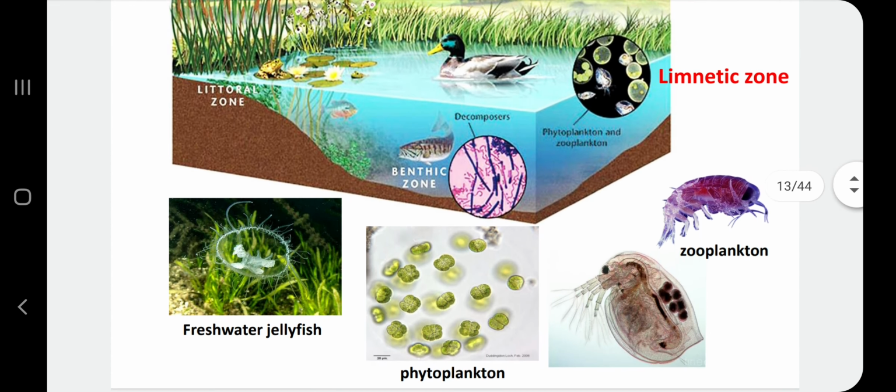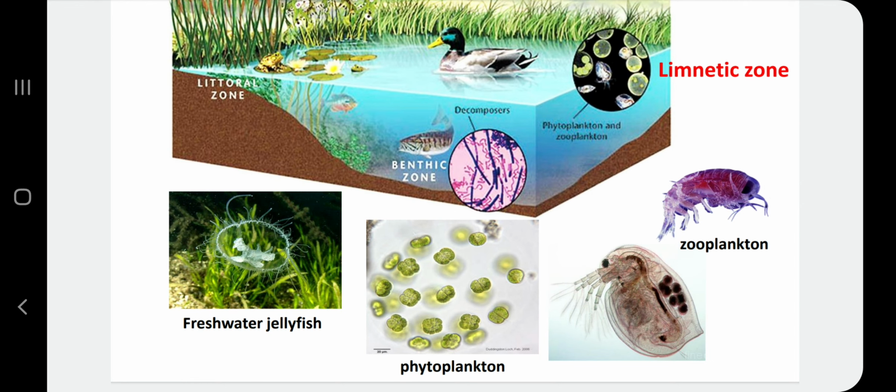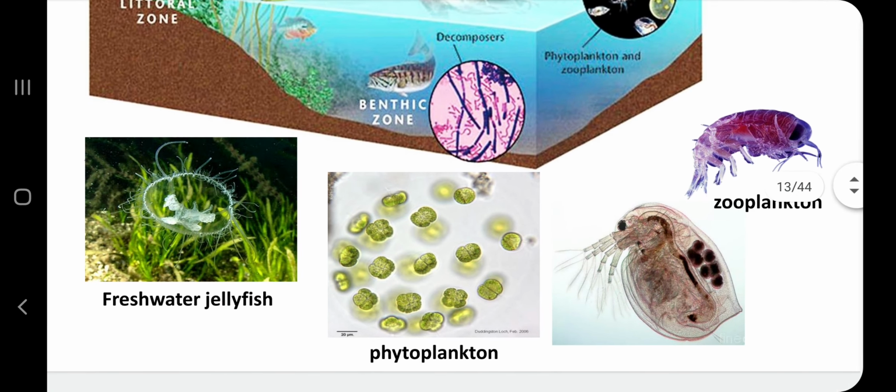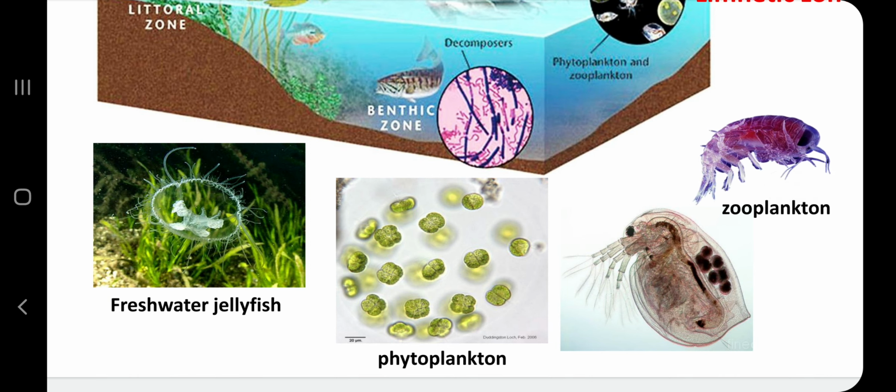Okay, so ni antara contoh spesies lah yang ada dekat limnetic zone. So kita ada zooplankton, Daphnia again, and then phytoplankton, and maybe we have freshwater jellyfish.